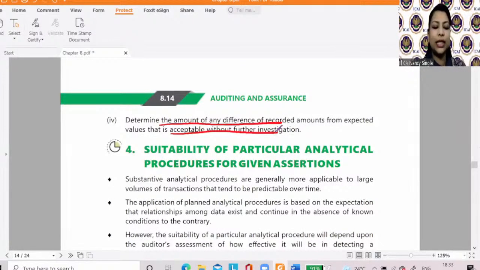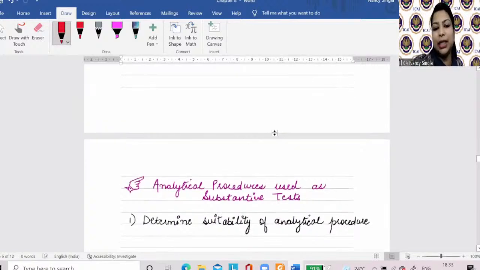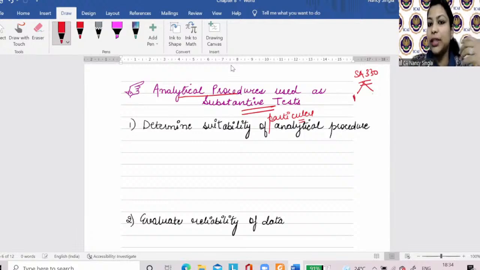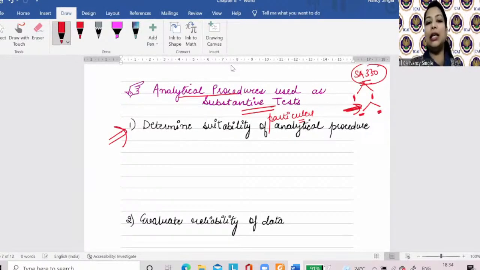ठीक है. So let us start with point number 1, which is suitability. Determine suitability of a particular analytical procedure. So what are we doing? Now the auditor has decided that he is applying analytical procedures as a substantive test. मतलब under SA 330, when the auditor has to apply audit procedures, first is what? Test of controls, then is what? Substantive procedures, and substantive procedures के अंदर the auditor applies what? Tests of details or substantive analytical procedures. So this auditor has decided कि ठीक है, in SA 330 I am performing substantive analytical procedures. So first and foremost, the auditor will determine which particular analytical procedure is suitable.